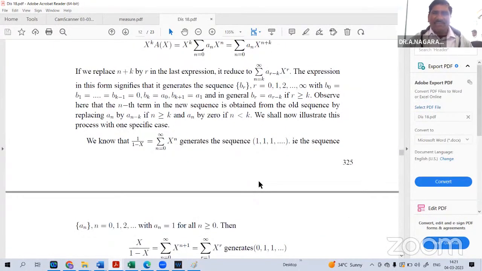Sir, when is this needed? It means 1 by 1 minus x will be there. What can I write as the generating function? Summation of n equal to 0 to infinity x power n. That is a generating function. What are the coefficients of the sequence? 1, 1, 1, 1, 1, all we can get. So this is a generating function. Here 1 by 1 minus x is the function.